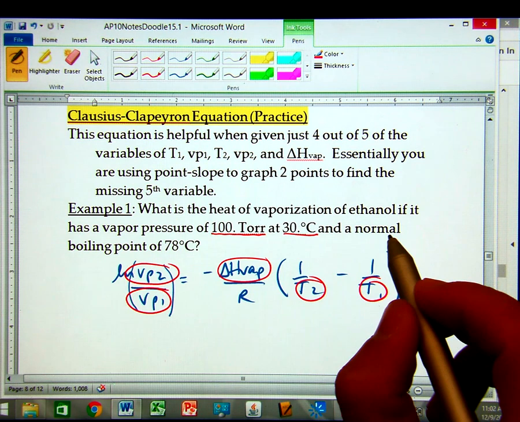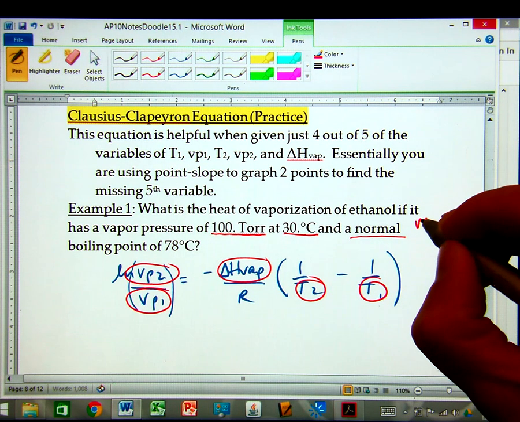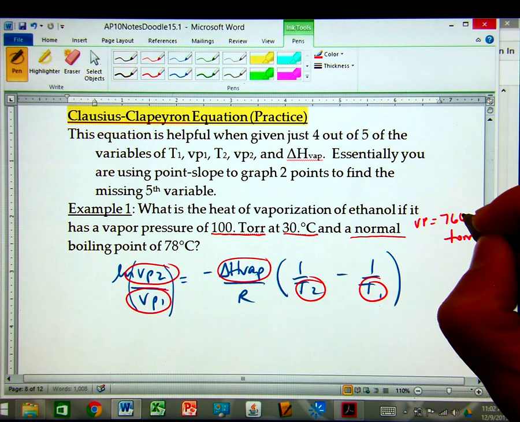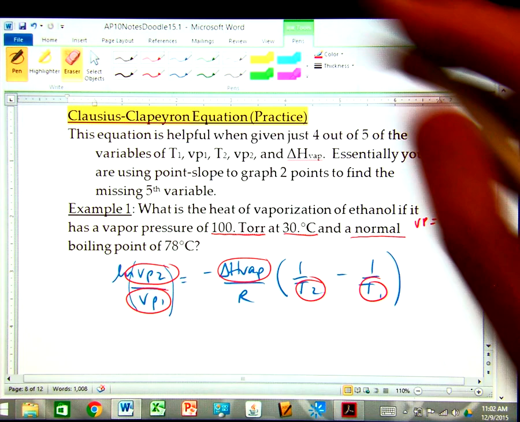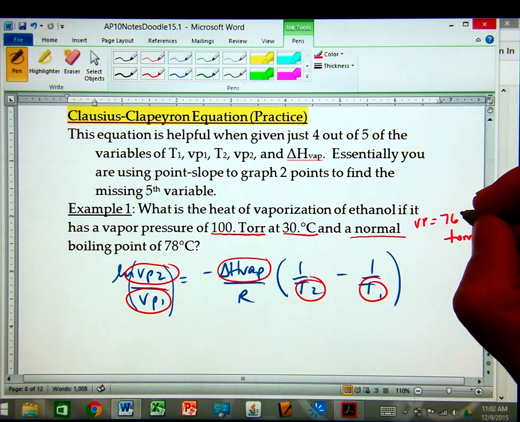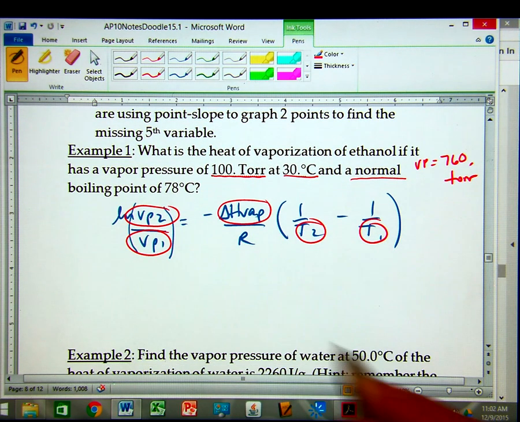And then since it says normal boiling point, we know that the vapor pressure is going to be 760 torr because it said normal. Let's fix that. Okay, so that was a piece of information that wasn't obvious unless you read the problem. And we're looking for the heat of vaporization. So we're looking for HVAP, and we know Vp2 and 1 and T2 and 1. Now we just have to put them in the right units.